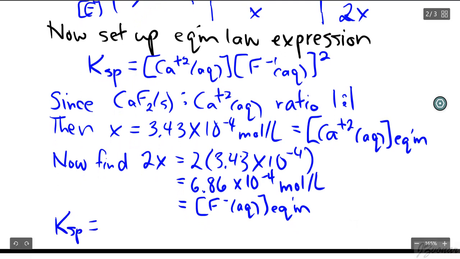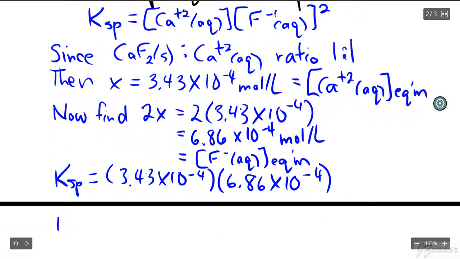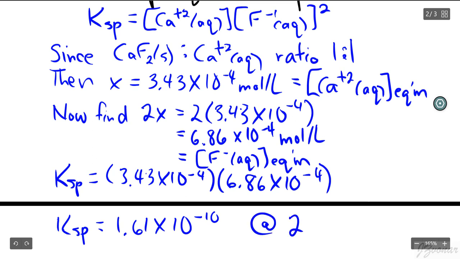So Ksp equals 3.43 times 10 to the negative 4, and 6.86 times 10 to the negative 4, squared. And when I work that out, Ksp equals 1.61 times 10 to the negative 10, and this is at 25 degrees Celsius. All right, so that's the Ksp value for this particular problem. So we found the Ksp value.